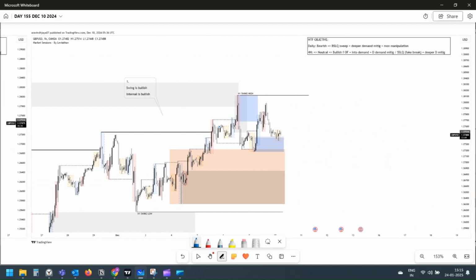Coming to H1, the swing structure is bullish and internal is also bullish. Price has mitigated the 4-hour demand. All I must do is wait for the price to chop bullish, and with the freshly formed POI, I can look for longs targeting the buy side liquidity above.